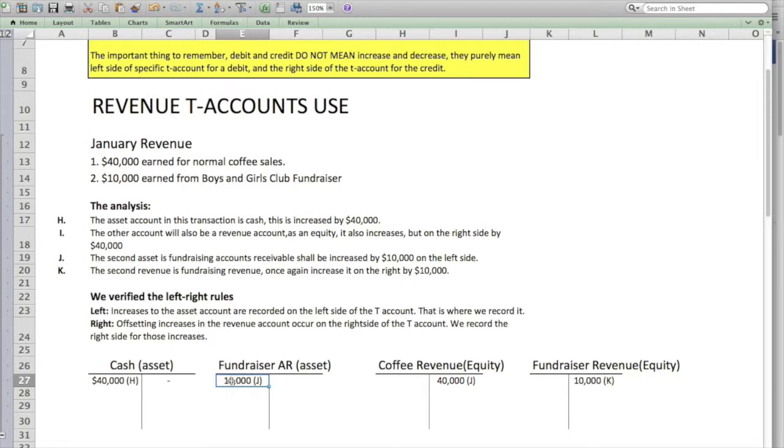You have $10,000 increased asset, fundraiser accounts receivable, which will be offset by the increased revenue, $10,000 on the right-hand side of the T account for fundraiser revenue. So pretty straightforward. Those two types of revenues will equal these two types of accounts being raised. Increase cash by $40,000, increase coffee revenue by $40,000. For the $10,000 accounts receivable, you put that on the left side, J to J, and you'll offset it with the fundraiser revenue, $10,000, K to K.